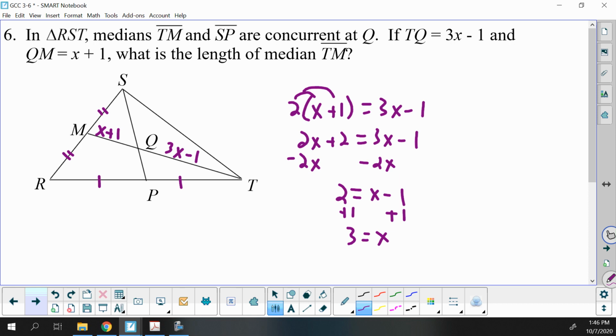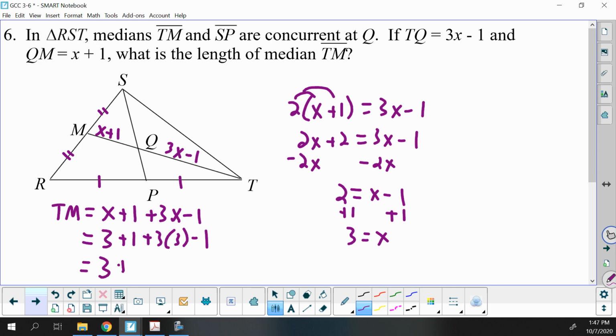Let's check back and see what the question wanted. They wanted us to find TM. Well, TM, using the segment addition postulate, would be x plus 1 plus 3x minus 1. We now know x, so it's really just going to be 3 plus 1 plus 3 times 3 minus 1. Well, that's 3 plus 1 plus 9 minus 1. The 1's add to 0, so we just get 12. So our length of TM is 12.